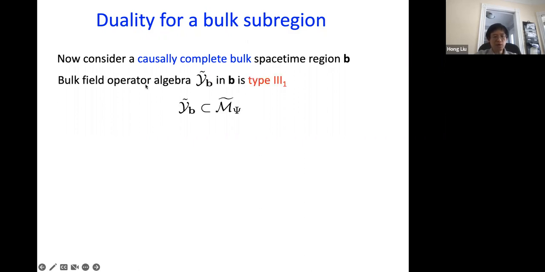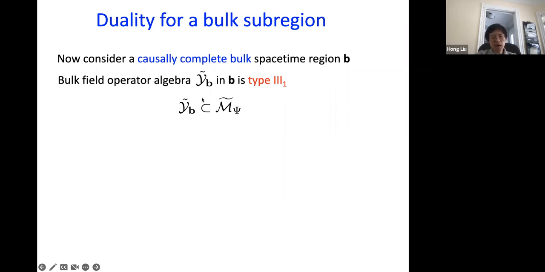The bulk field operator algebra in B is type III_1. Because here we are looking at the leading order in the G Newton goes to zero limit, you essentially have a quantum field theory in curved spacetime. And for a quantum field theory in curved spacetime, the bulk field operator algebra in some spacetime region is just type III_1. As I mentioned earlier, in relativistic quantum field theory you always have a type III_1 algebra associated with any local region.